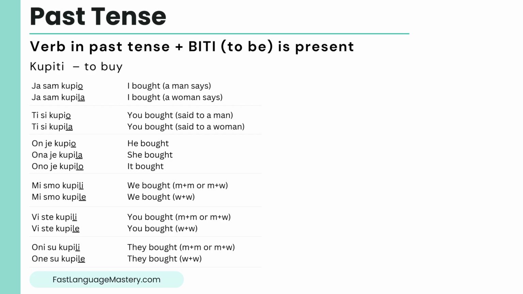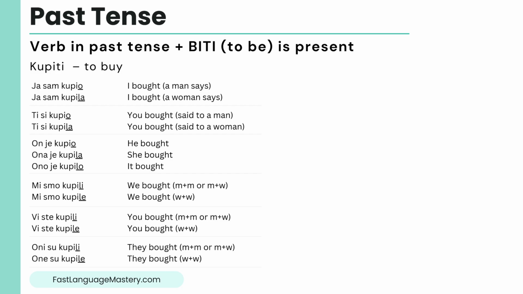Okay, so let's conjugate this verb. Kupiti, to buy. Ja sam kupio, I bought. Ja sam kupila, I bought. Ti si kupio, you bought. You say to a man. Ti si kupila, you bought. You say to a woman. On je kupio, he bought. Ona je kupila, she bought. Ono je kupilo, it bought.